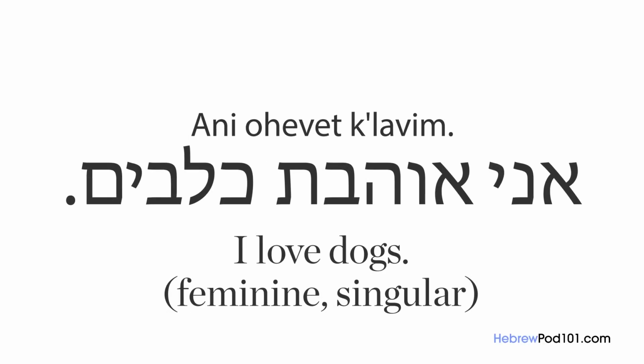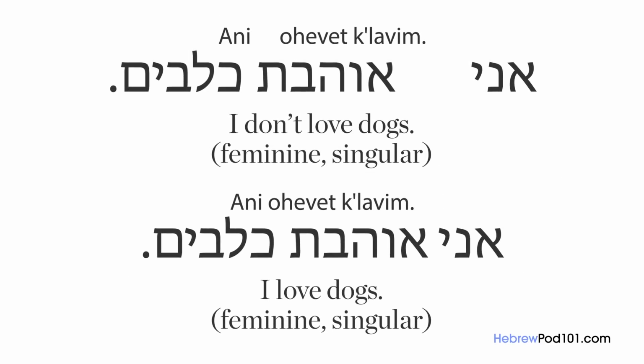But what if you're not a dog lover and you want to express that in Hebrew? Forming the negative in Hebrew is very easy. You just need to know one word. Lo. To make the sentence negative, you add this word before the verb. Ani lo ohevet klavim.